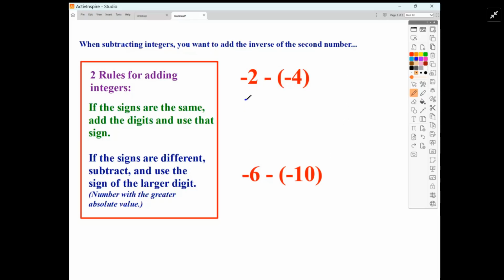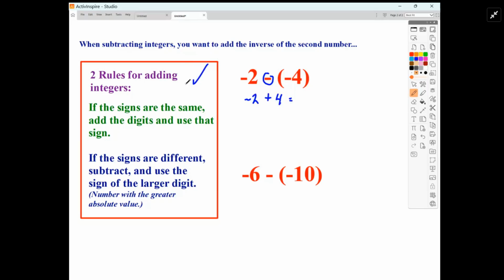So it looks like this. I would copy this first one, change this to addition, and the opposite of -4 is +4. So really what we're doing is adding the inverse, the opposite, of the second number. We kind of call it copy, change your sign, and then flip.